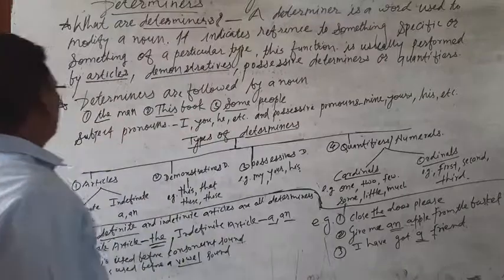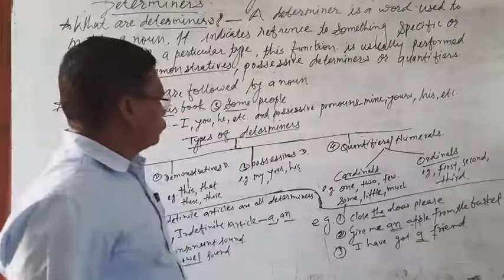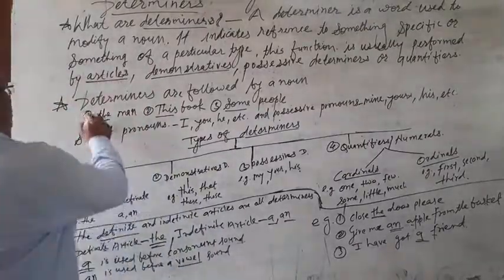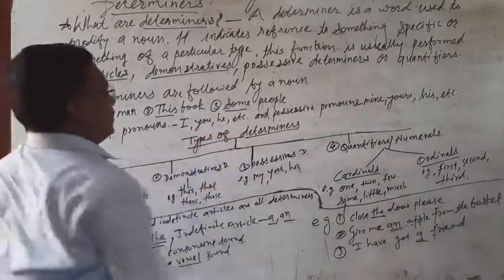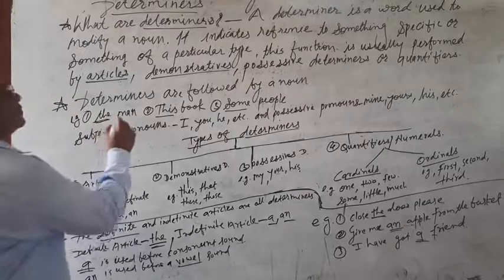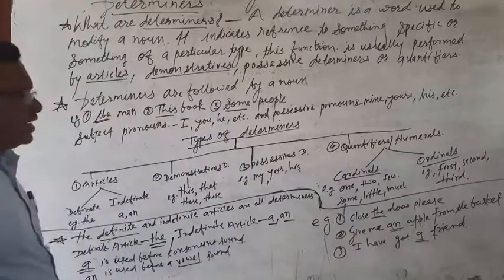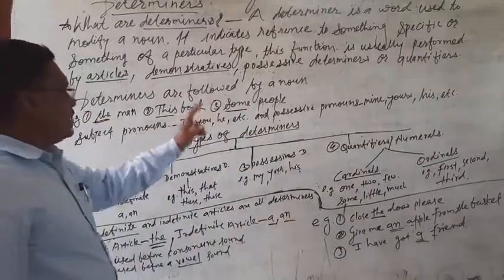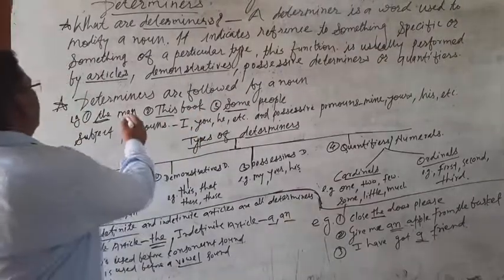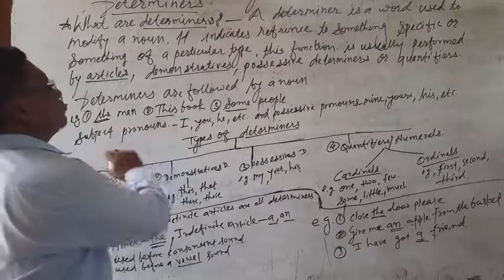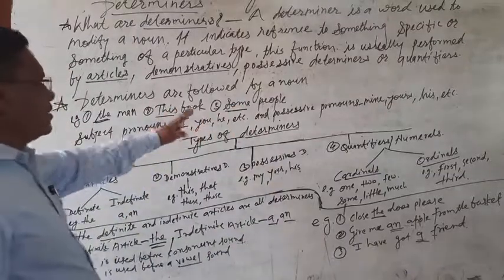Now see here, determiners are followed by a noun. For example, the man, this book, some people. So these are the determiners, and these determiners are followed by a noun, because man is a noun, book is a noun, and people is a noun. So all determiners come before the noun.